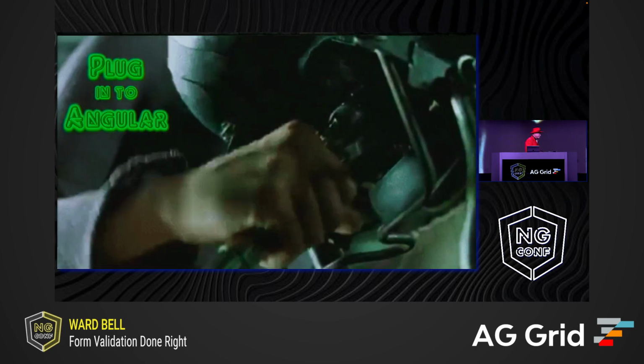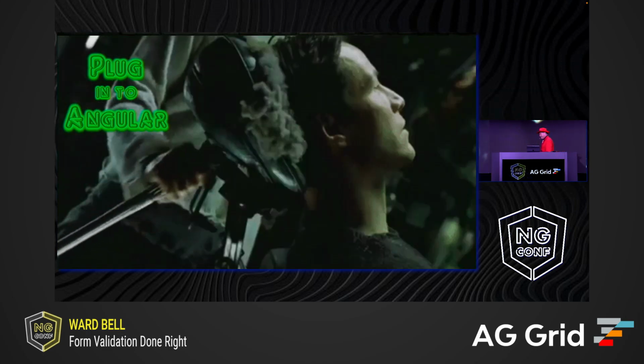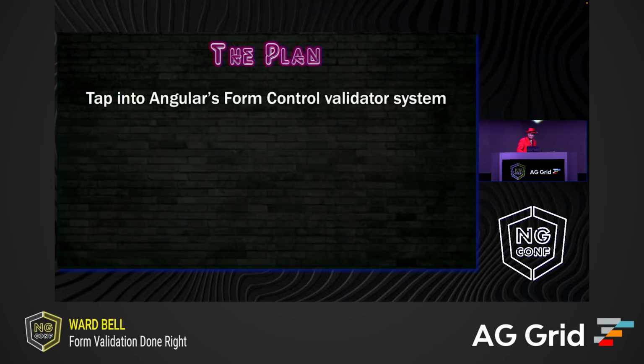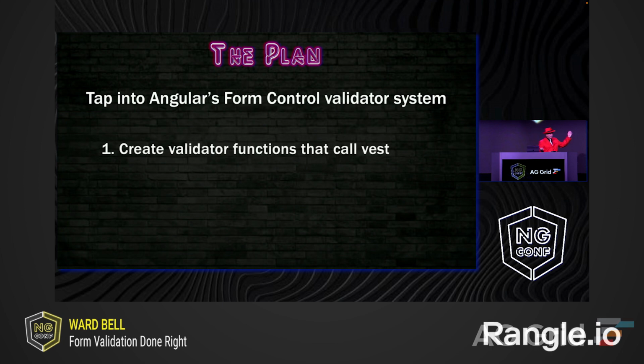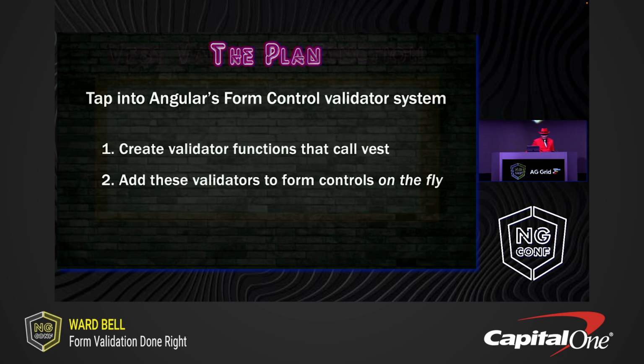Think about it. So this is step 2. We've got our Angular, we've got this apparatus, we want to plug in. We want to tap into the form control validator system. It's really simple. I'm going to create a super validator that calls Vest, and then I'm going to have a way to run around to all the controls and put that validator everywhere that you have a form control. How hard can it be? Well, it ain't that hard.